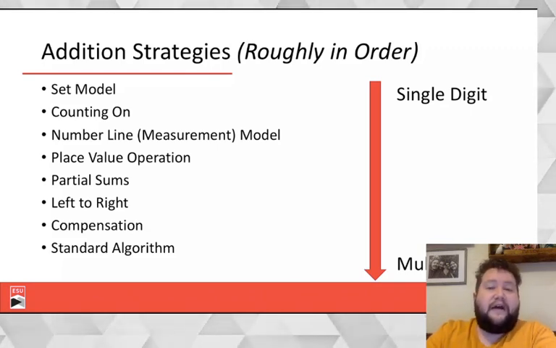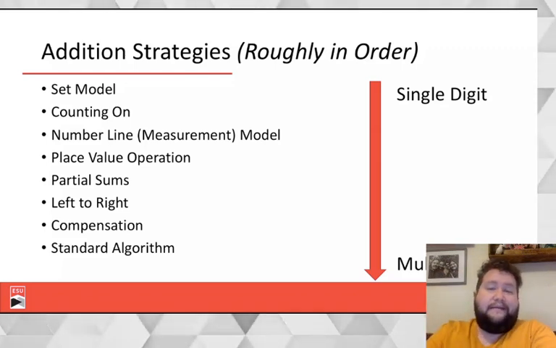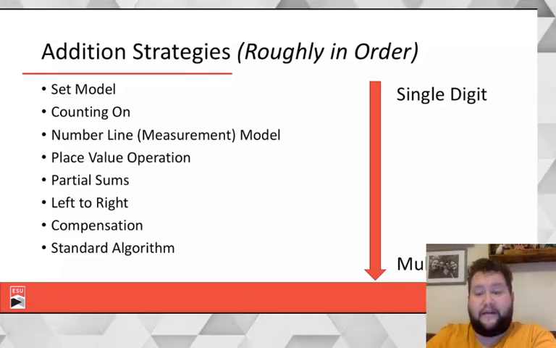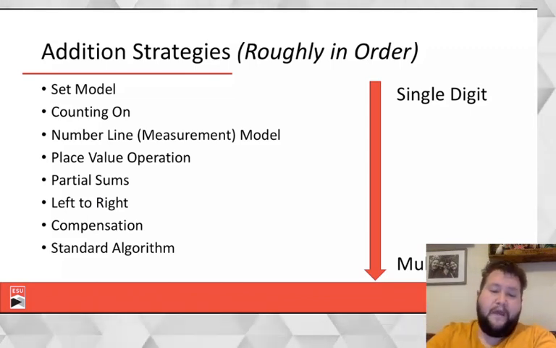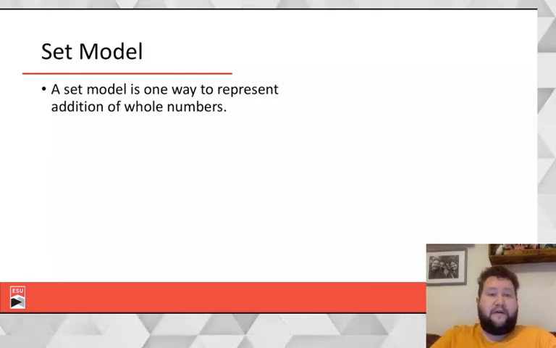Roughly, these are in order of sophistication, but also roughly in order from single to multi-digit. So the standard algorithm, where we stack two numbers above each other and put a plus sign, isn't particularly helpful when we have 1 plus 4, right? That's really where we're going to need to have 1, 2, 3, 4, 5. 1 plus 4 is 5, and that's the counting on strategy. So a set model is one way to represent the addition of whole numbers.